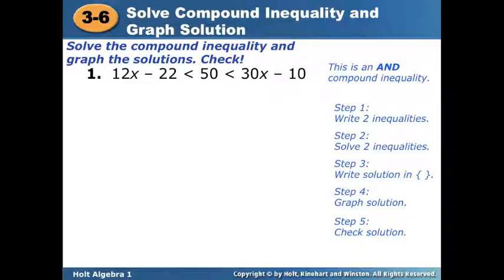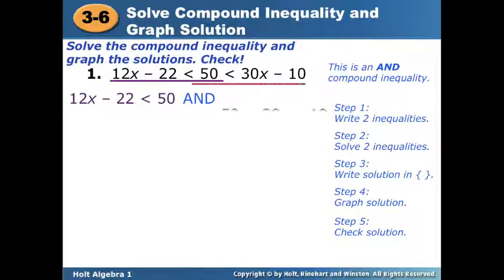So that is step 1. Write your two inequalities. The first inequality is 12x minus 22 is less than 50. It's everything until you get to that second inequality symbol to make your first inequality. Then write the word and the second inequality. That would be 50 is less than 30x minus 10. Again, it is everything in the second part just after that first inequality symbol.